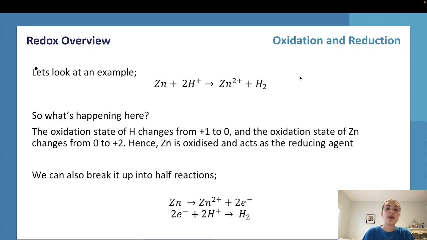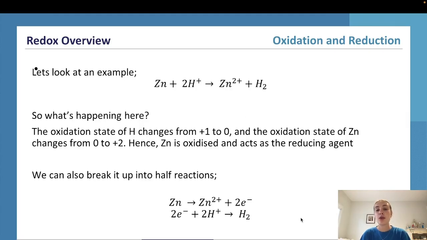So overall in this reaction, we've got zinc going from 0 to 2+, and it is being oxidized and hence acting as a reducing agent. And so it's giving away these 2 electrons and donating them to this hydrogen. So this hydrogen can be reduced and gain those 2 electrons, an electron per hydrogen atom, to then become H2 with its charge of 0.